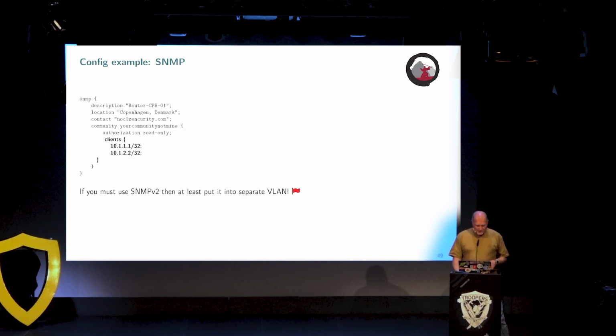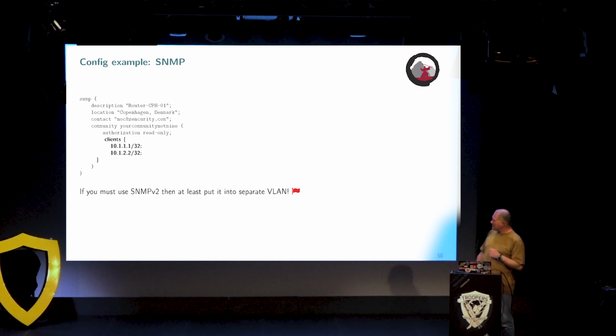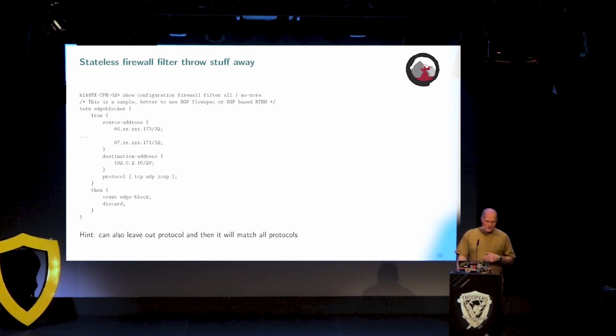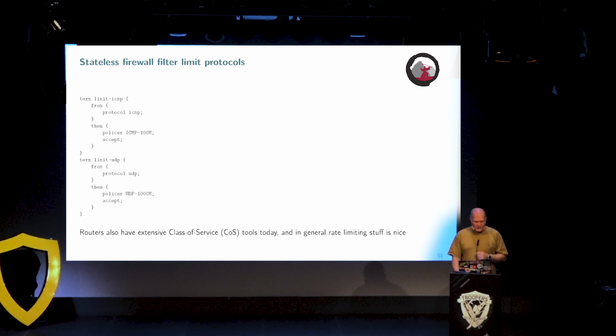You can implement this, and there are a couple of slides showing how easy it is on Juniper devices, which I use. Juniper devices allow you to do this edge blocker where, from some sources, some networks, even some AS numbers, you would just throw away the packets. You can limit a protocol, like ICMP to 100 megabit, UDP to 1 gigabit. That's nice. That's built into the devices.